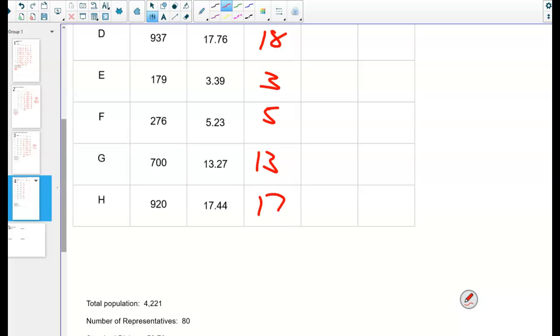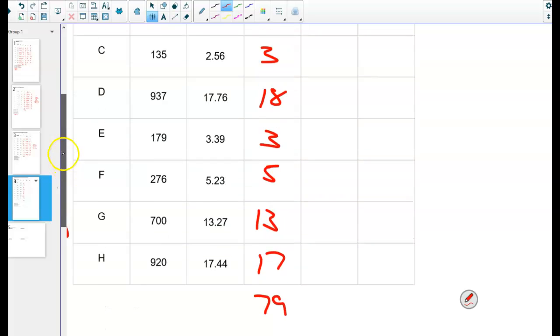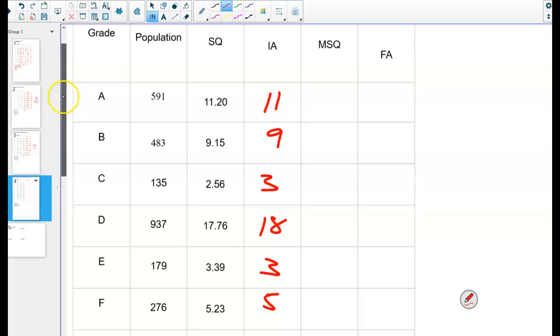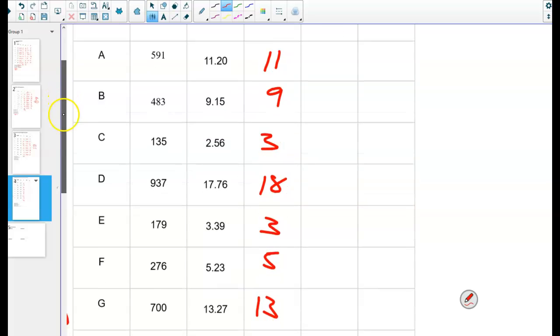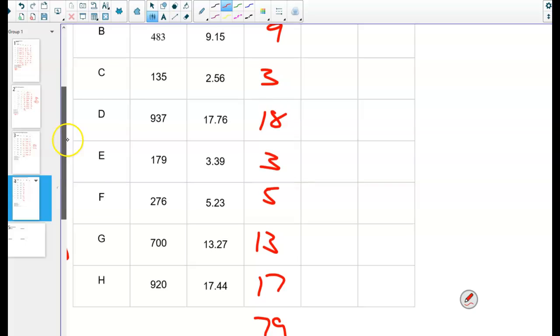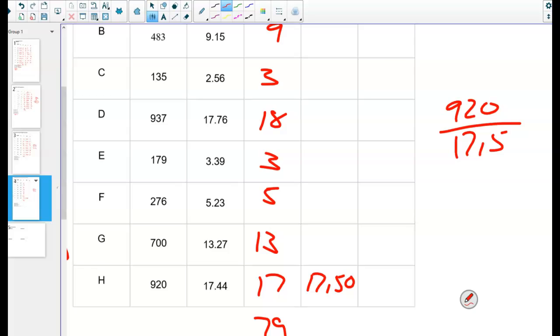And I would argue this one's also pretty obvious in terms of what's going to go up. The H is the closest to 0.5, and it's the biggest population. So we're at 79. We need to get to 1 vote. I need to get this to 17.50. Okay? So I'm going to do 920 divided by 17.5. Can someone tell me what that number is? 920 divided by 17. Go ahead, Marion. Marion's at 52.57, which I agree with.